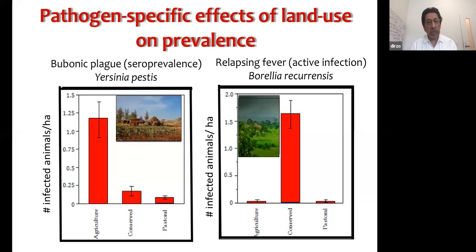In addition to that, given that the rodents themselves, the small mammals themselves, have a preference for the habitat, for the heterogeneity in the landscape, then you can see some interesting patterns as well. For example, on the left panel, you see, again, for the case of bubonic plague that is carried by one particular animal, if that animal prefers agricultural sites, then the chances of you running into that particular pathogen are much greater if you're in an agricultural field compared to other types of sites.